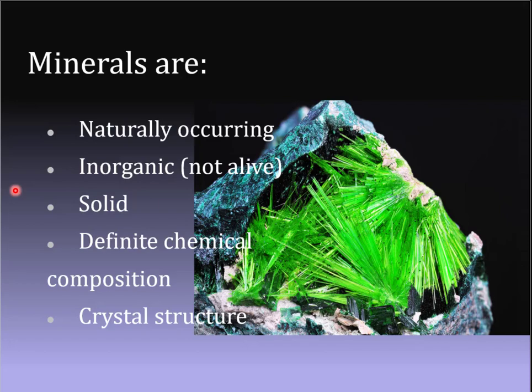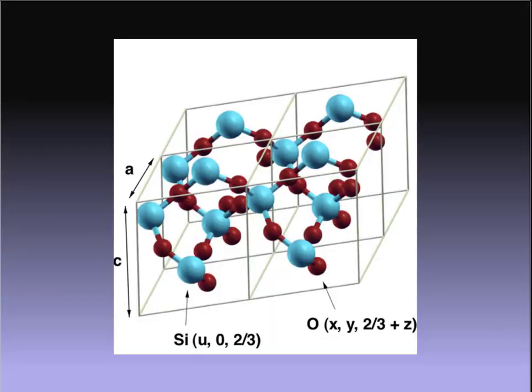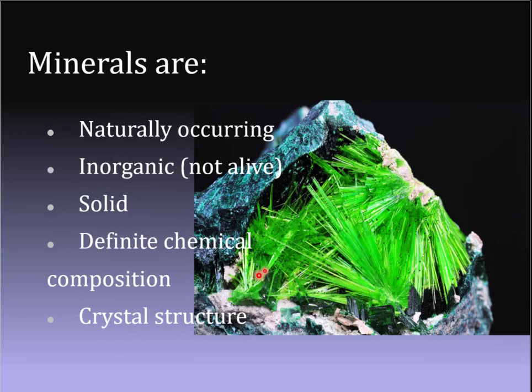The other thing they have is a crystal structure. Now, we don't mean they're always great big honking crystals. What we mean is that internally the atoms are arranged in a very regular way. This is the mineral quartz, for example, that is nothing but silicon and oxygen. And so we can see how they're stacked in a very regular way. That's what we mean by crystal structure. Okay, alrighty.